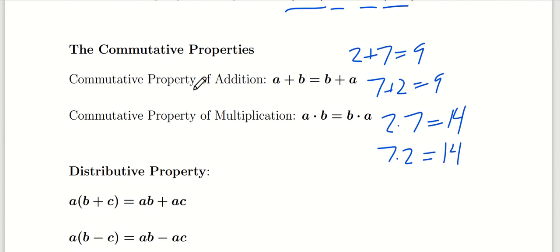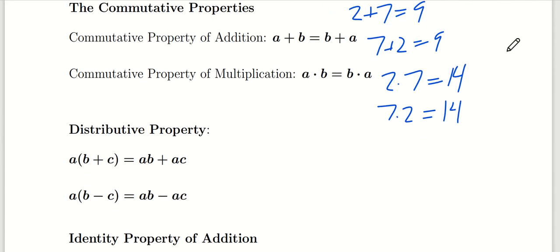Notice that the two operations that are not listed here are subtraction and division. Subtraction and division are not commutative. For example, if you do 7 minus 2, that would give us 5, but 2 minus 7 would give us negative 5. So with subtraction, the order matters. You can't change the order around and get the same answer.